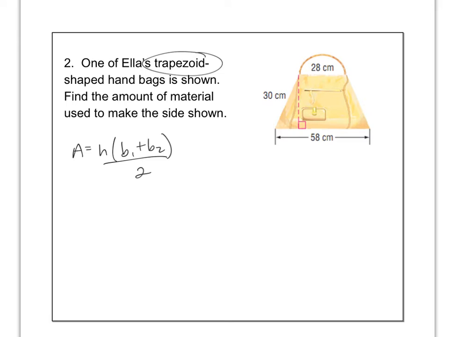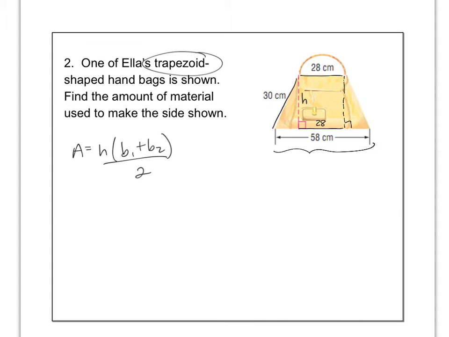Do we know the height? The answer is no. The 30 is this slanted line, which is not the height. The height is the pink dotted line. So we're going to need to find the height. Imagine if we drop another dotted line down over here. This distance between the two dotted lines on top is 28. So down here on bottom, it will also be 28.